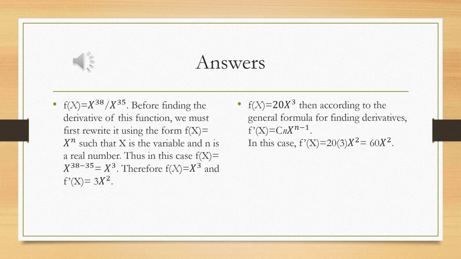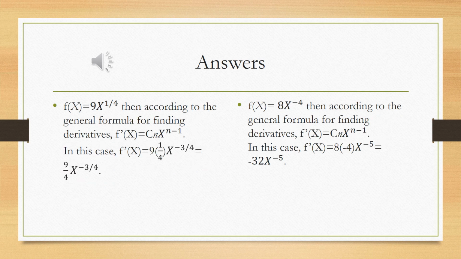If f of x equals 20x cubed, then according to the general formula for finding derivatives, f prime of x equals c times n times x to the power n minus 1. In this case, f prime of x equals 20 times 3 times x squared, which is 60x squared.